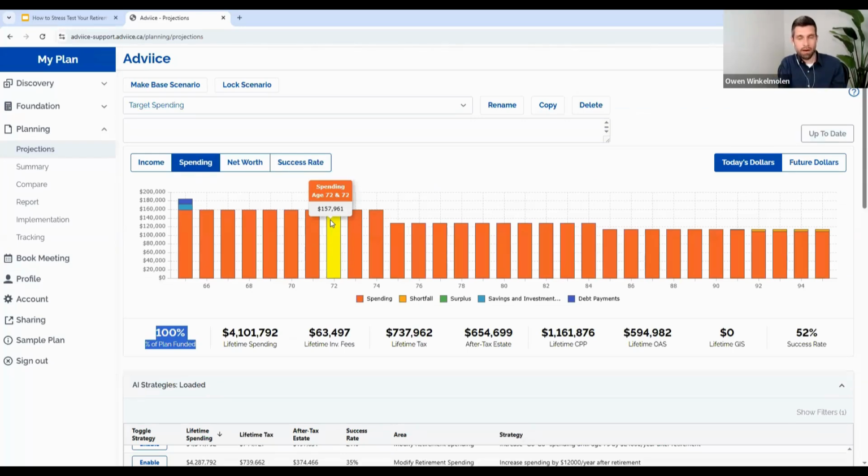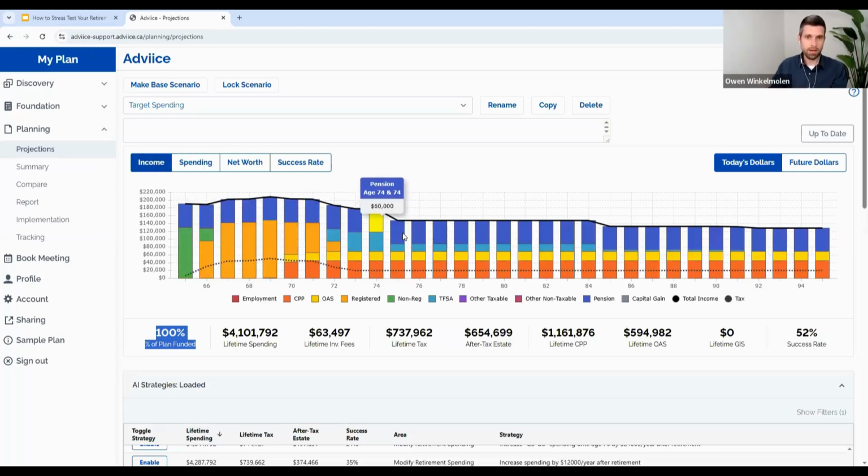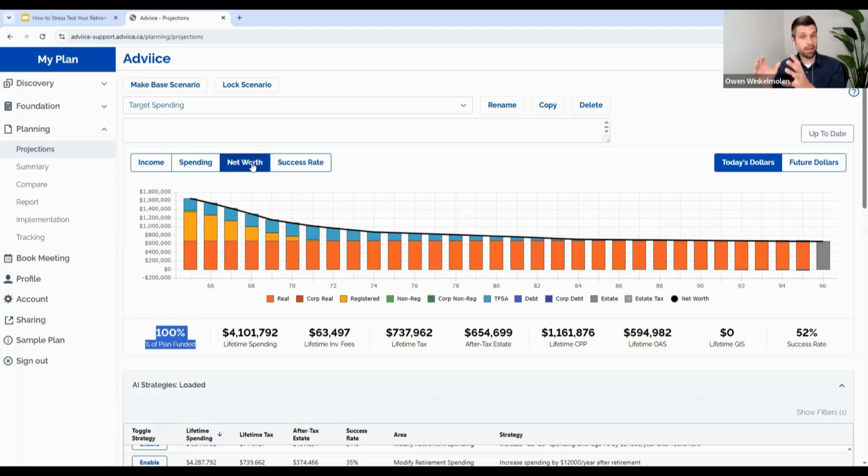So we know the min was around 140. We know the max is around 158. That gives us a good $18,000 range to work with. Your plan might be different. This plan, I think, has some pension income, which changes it. If you've got a lot of investment assets, that might be a wider range. Could be plus 24 and minus 18. So do this for your own plan because you want to have your own set of guardrails.